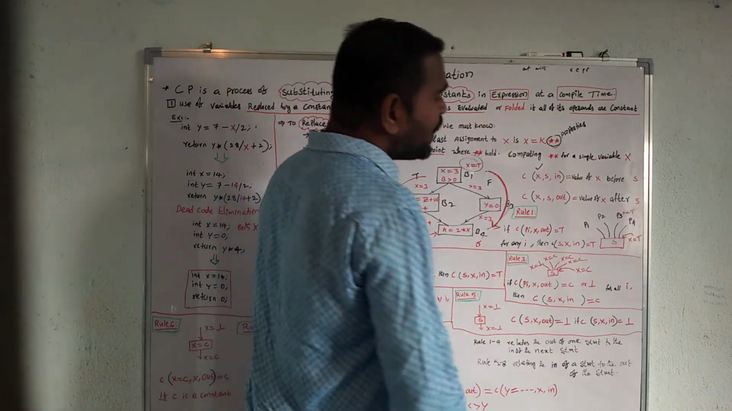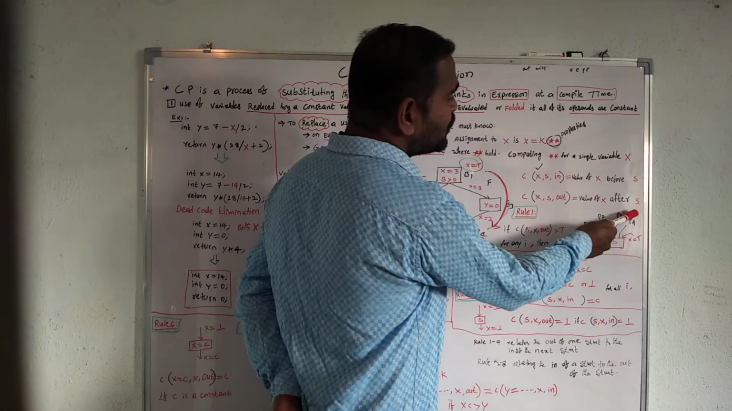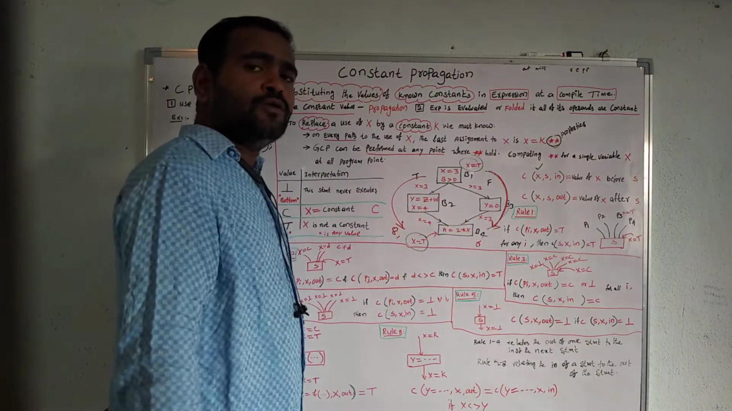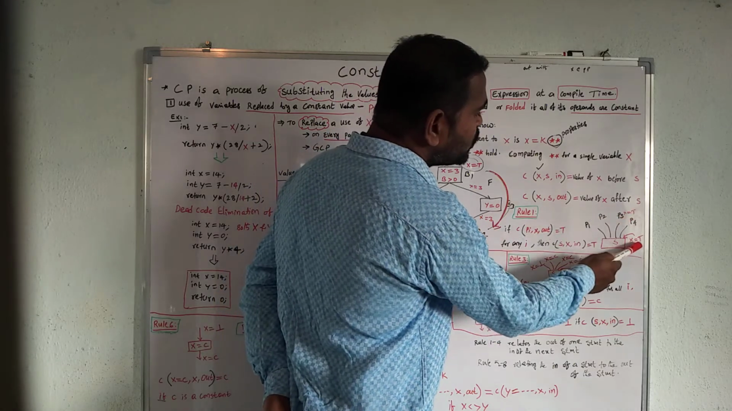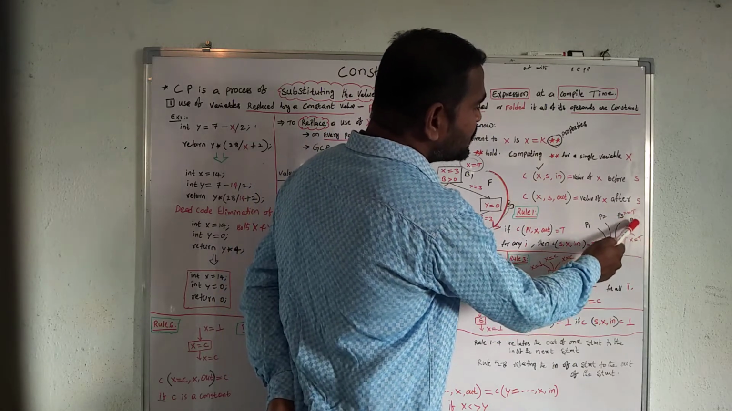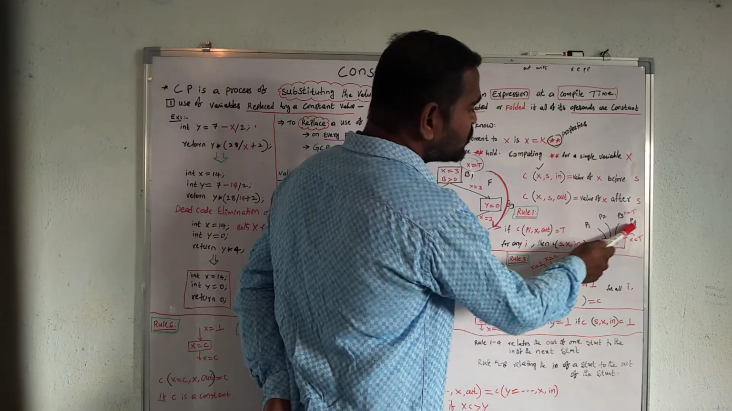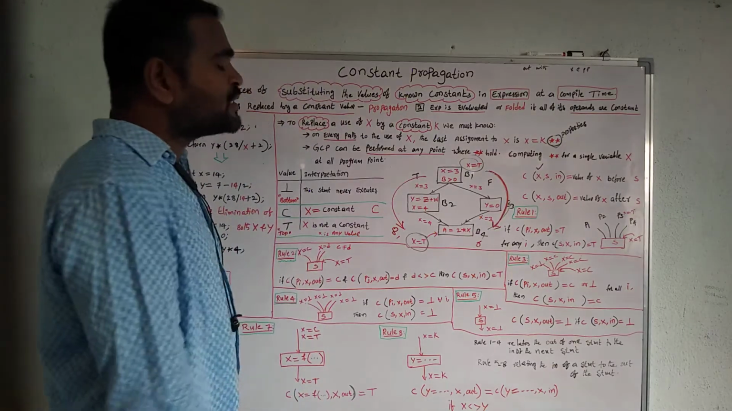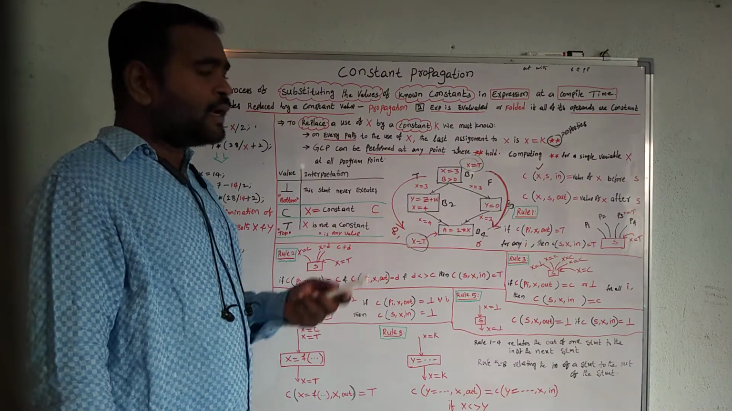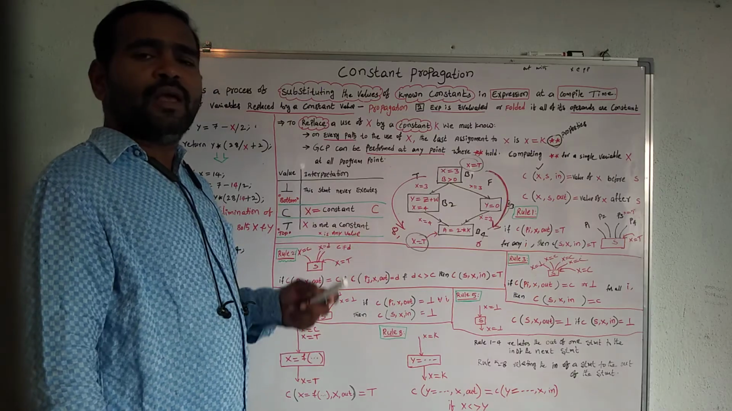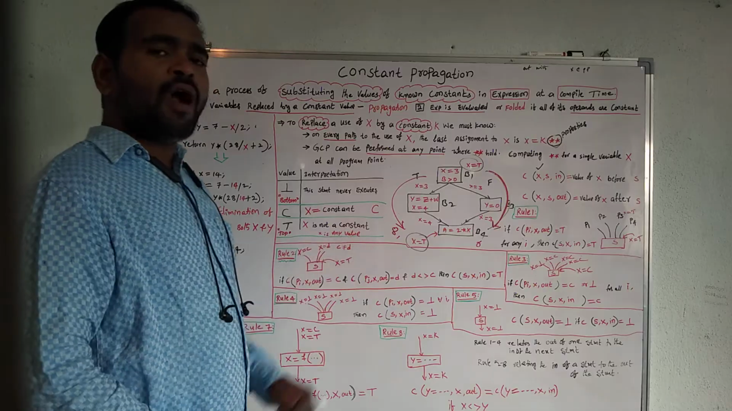In this case, suppose in this predecessor statement I consider x is equal to t, and after this predecessor statement you also get x is equal to t. Here x is equal to t, and here also x is equal to t. That means before the predecessor statement x is equal to t, and after the predecessor statement x is equal to t. That means t is not a constant value.